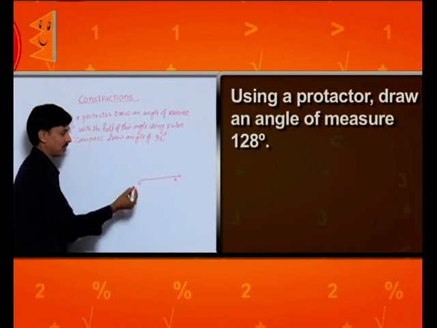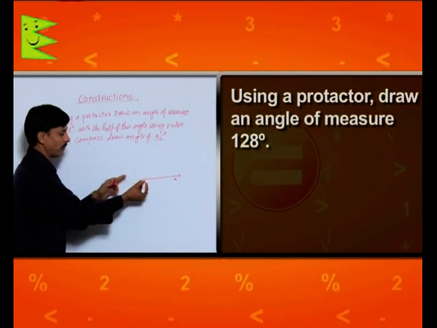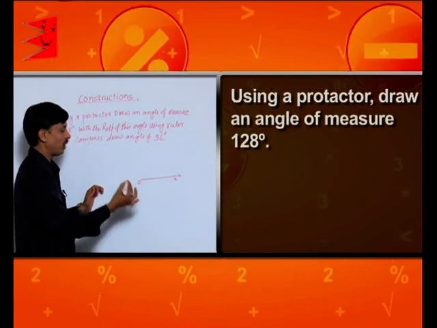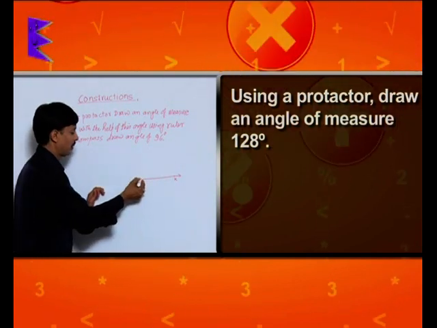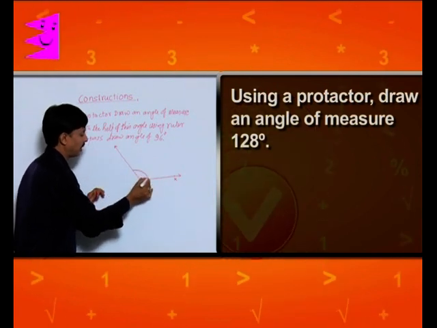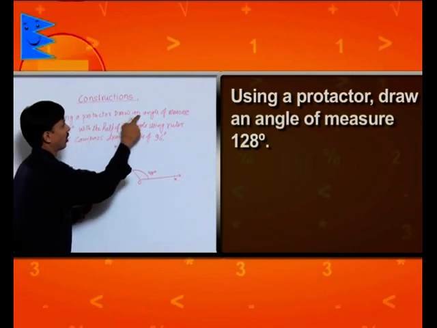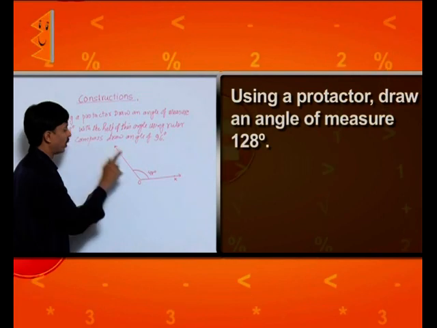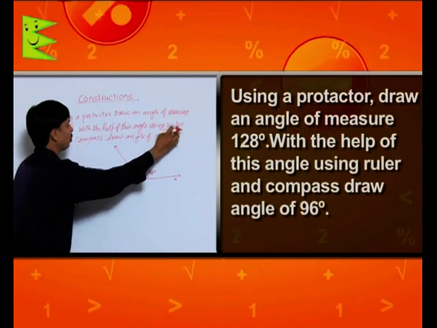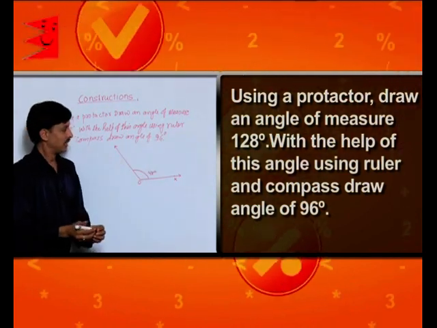With the help of the scale and pencil, draw ray OX. Put your protractor as usual, as you know in which way you want to put, and draw an angle of 128 degrees like this. So using a protractor, draw an angle of measure 128 degrees. With the help of this angle, using ruler and compass, draw an angle of 96 degrees.